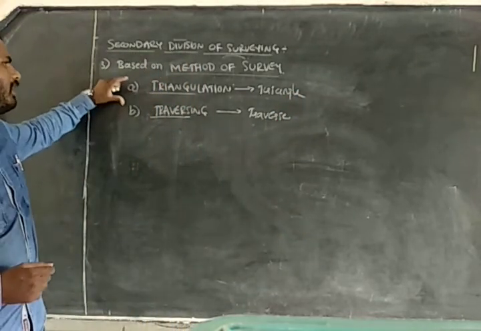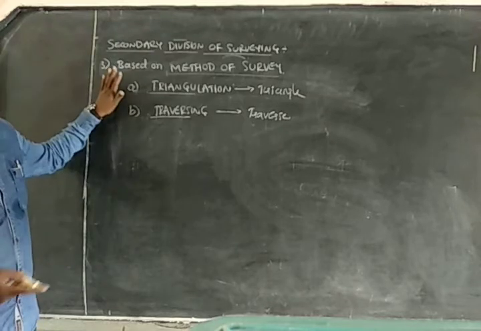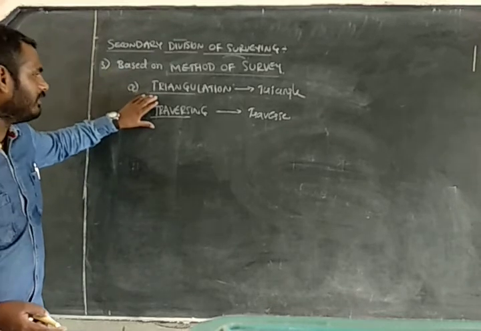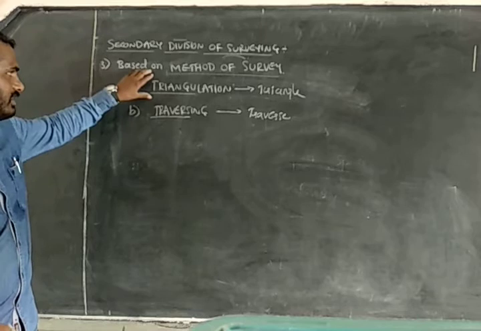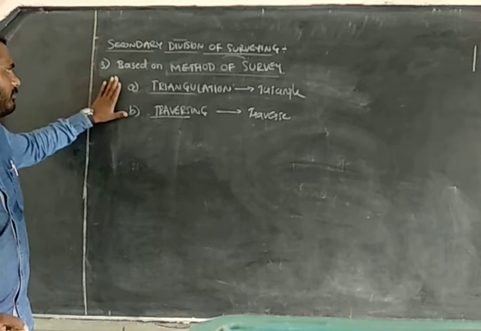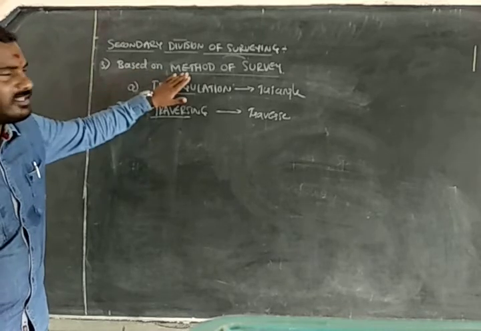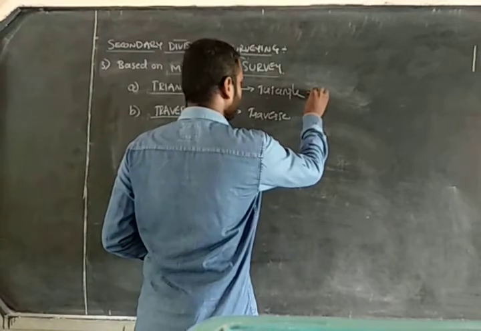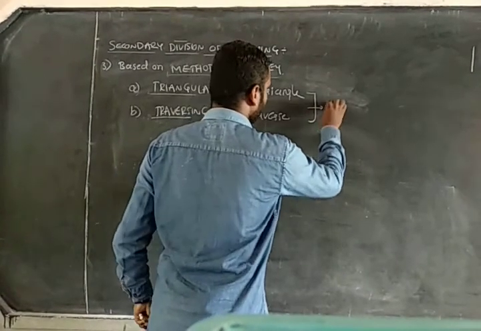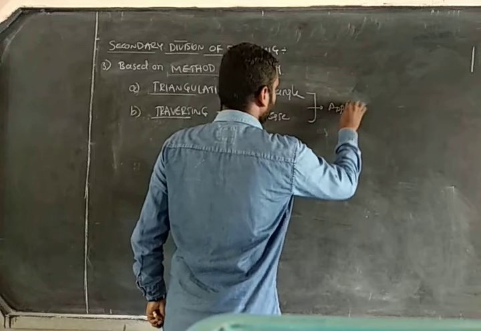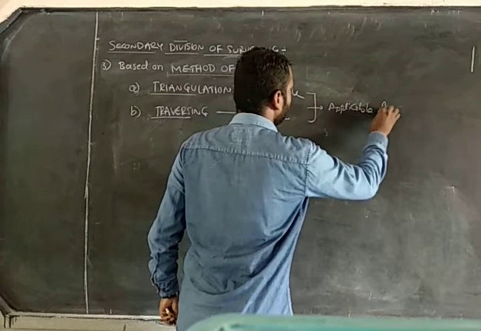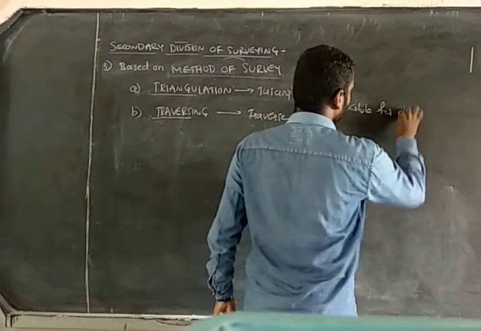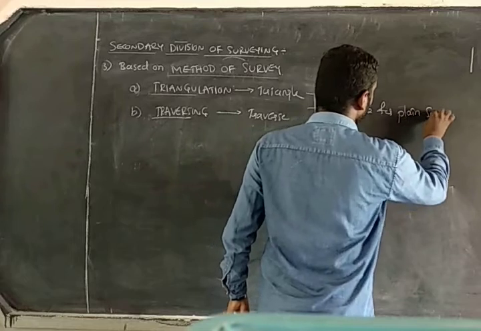So these two are mostly suitable for plain surveys. This traversing as well as this triangulation, these both are different types of surveys which come under the methods of surveying. Most of the cases, not exactly the plain, but most of the cases they are applicable for plain surveying, plain surveys.